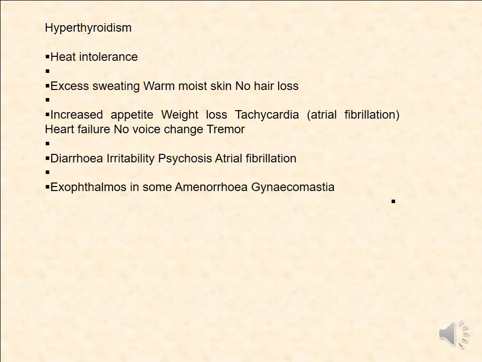We have a comparison between hyperthyroidism and hypothyroidism. We start with hyperthyroidism: heat intolerance, excess sweating, warm moist skin, no hair loss, increased appetite, weight loss, tachycardia, atrial fibrillation, heart failure, no voice change, tremor, diarrhea, irritability, psychosis, exophthalmos, and some amenorrhea and gynecomastia.